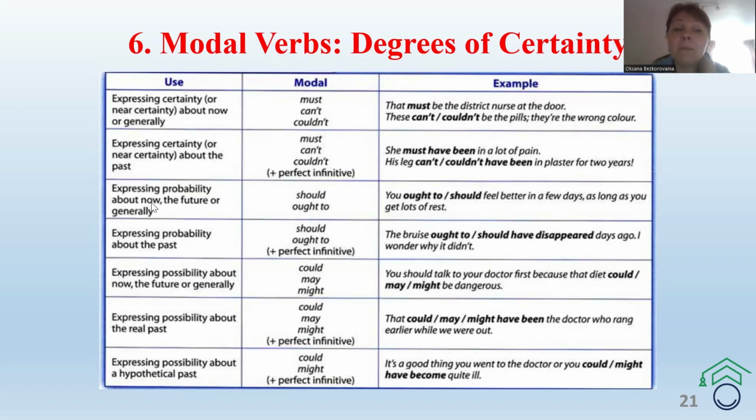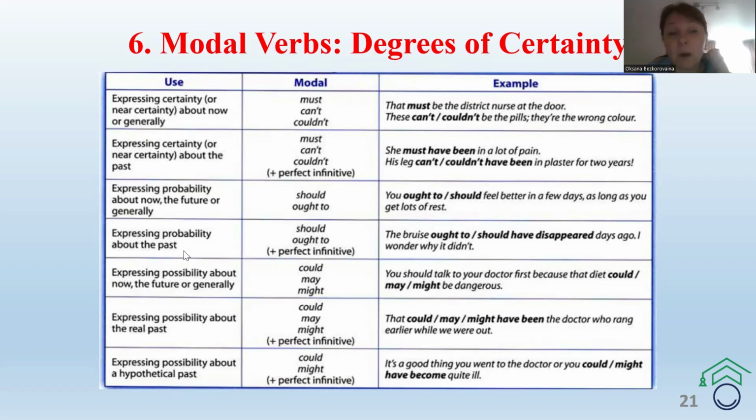Expressing probability about now, the future, or generally, we use should or ought to. You ought to feel better in a few days as long as you get lots of rest. You should feel better in a few days. Here, ought to and should are used not in the meaning of advice, but in the meaning of probability. Тобто, скоріш за все, дуже ймовірно.